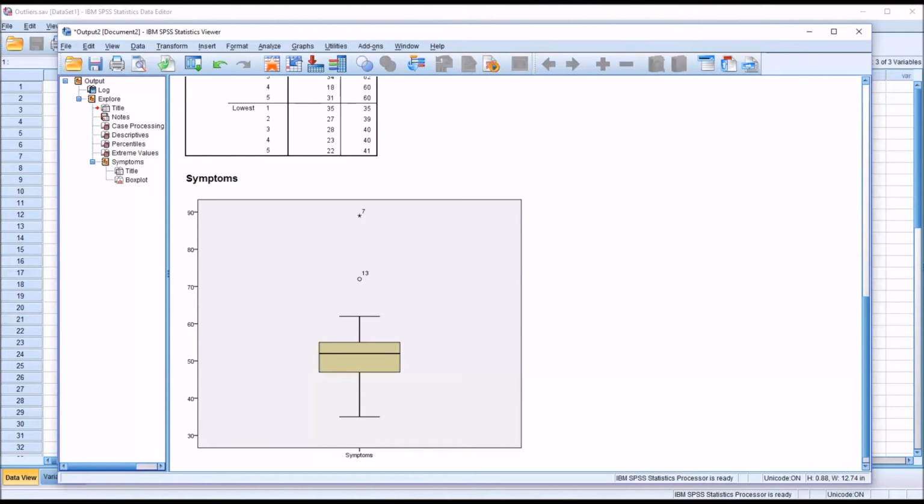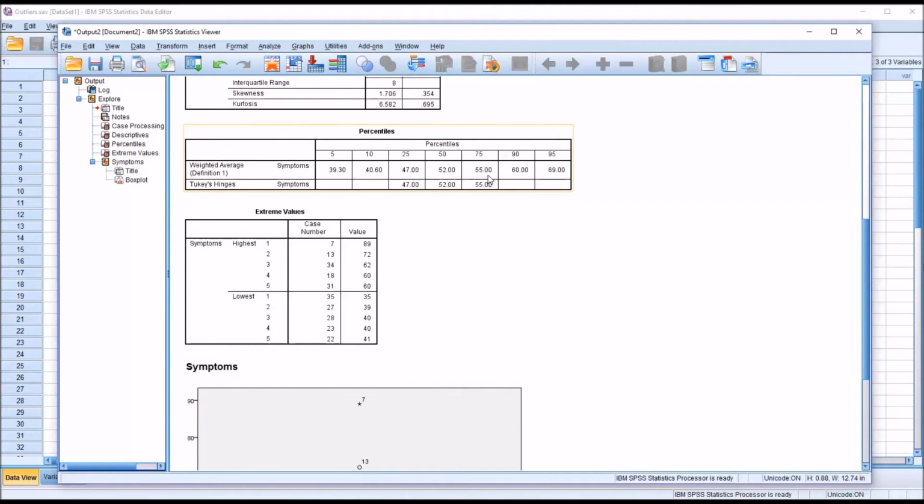In order for a value to be considered an outlier using this method, using the interquartile range, we take the interquartile range and multiply it by 1.5. So the interquartile range is 8, so multiply that by 1.5, and now we have a value of 12. We take that value of 12, and if we move back up here to percentiles, we add it to the 75th percentile, and we subtract it from the 25th percentile. So adding it to the 75th percentile gives us a value of 67. So any value greater than 67 is going to be an outlier. If we subtract it from the 25th percentile, that gives us 35. So any value below 35 will also be an outlier.